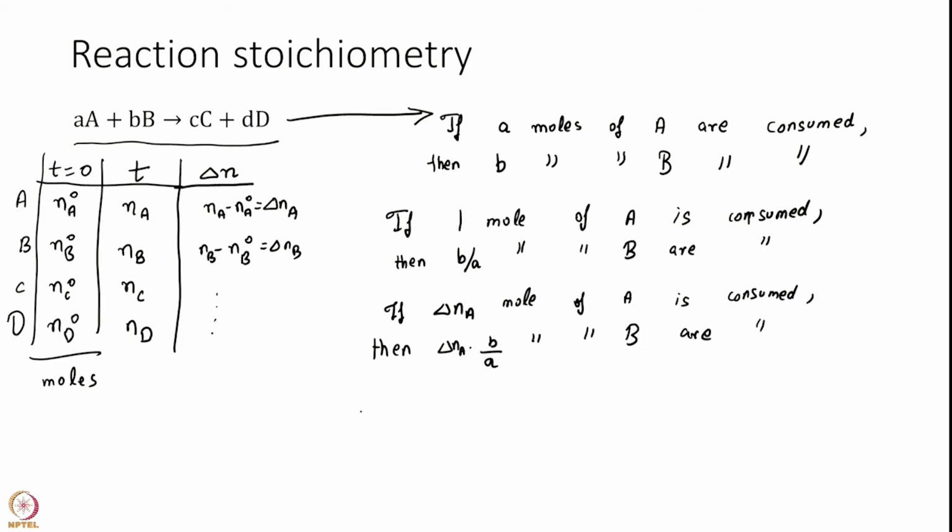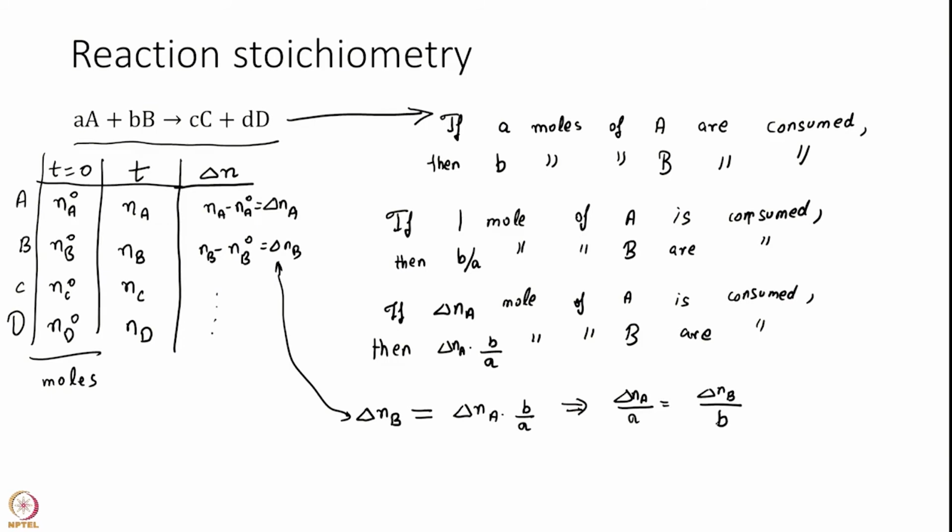But delta Nb is the actual moles of B that have been consumed from this. So, delta Nb must equal delta Na into B over A. So, I simplify this as delta Na over A equals delta Nb over B.